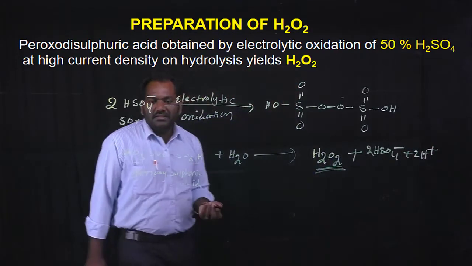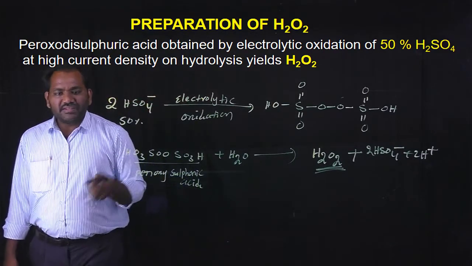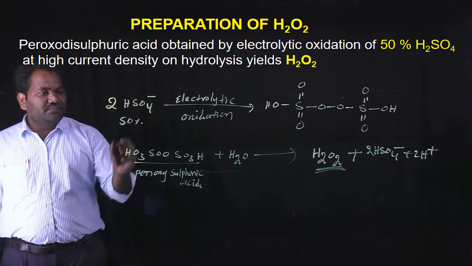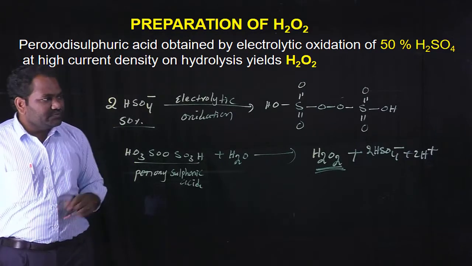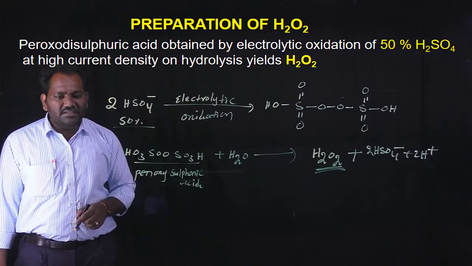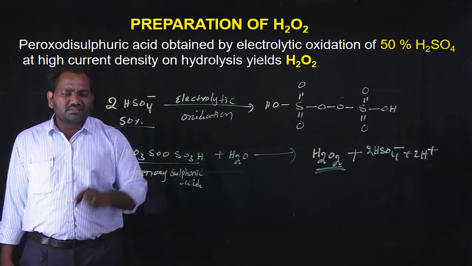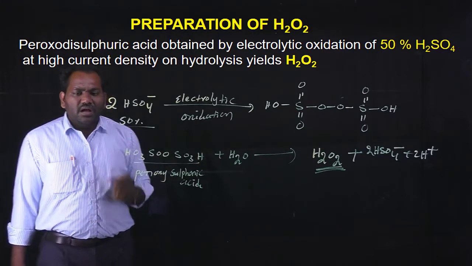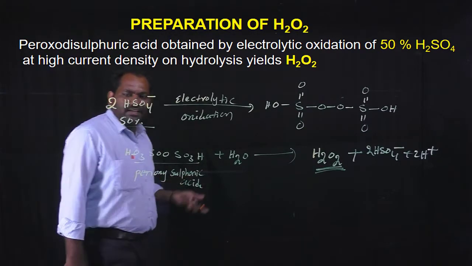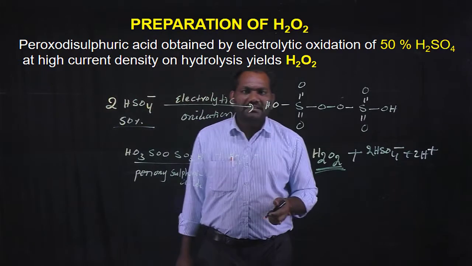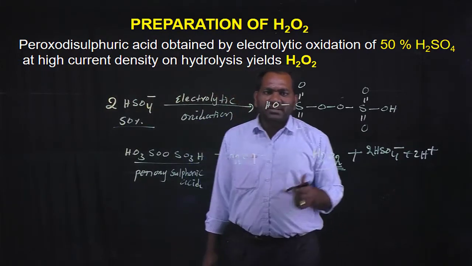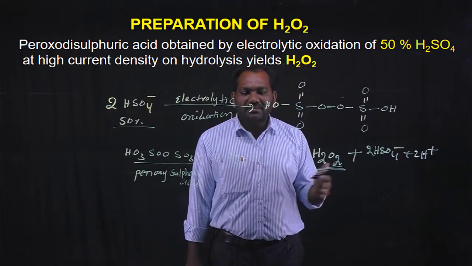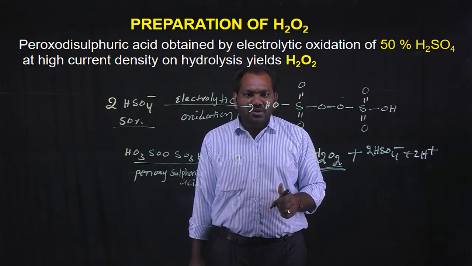We will get nothing but H2O2 by the electrolytic oxidation of 50% sulfuric acid. We will get peroxysulfonic acid, and on hydrolysis of that peroxysulfonic acid we get hydrogen peroxide. Simply we will get hydrogen peroxide like that. This is another method for the preparation of H2O2.